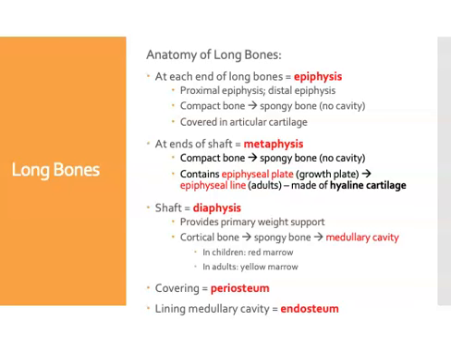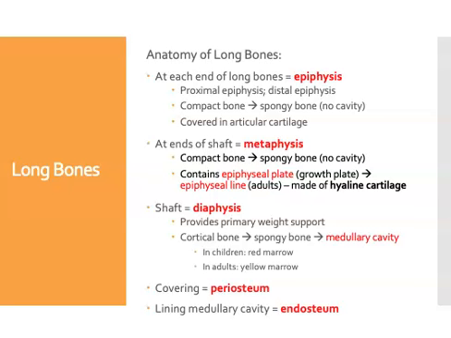When you look into the epiphysis of a long bone, you'll find compact bone surrounding spongy bone. There is no cavity in the middle of the epiphysis. And because the epiphysis is at the ends of the long bones, they are also covered in articular cartilage.